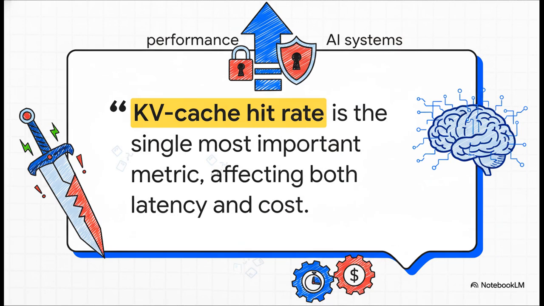At the end of the day, it all comes down to one number, the KV cache hit rate. Get that number high, and you unlock massive performance. But as we're about to see, this isn't just some simple efficiency trick. It's a true double-edged sword, and it introduces some fascinating and, frankly, pretty scary new problems.